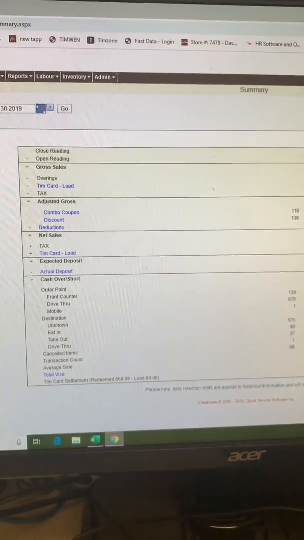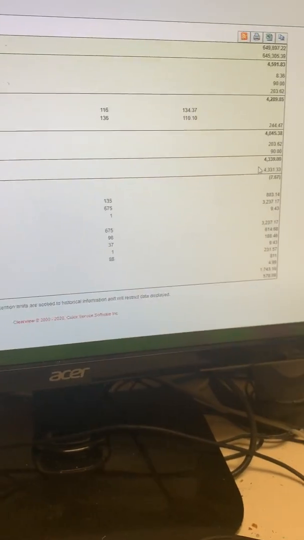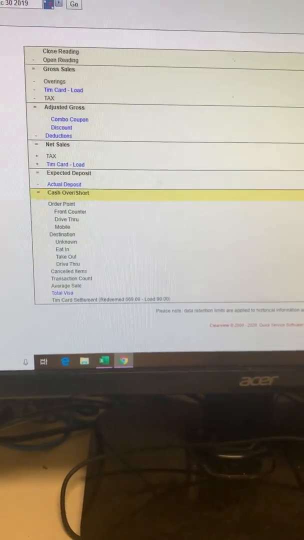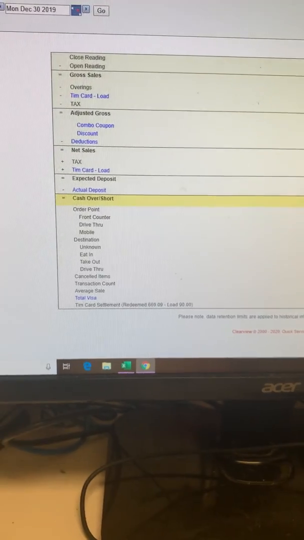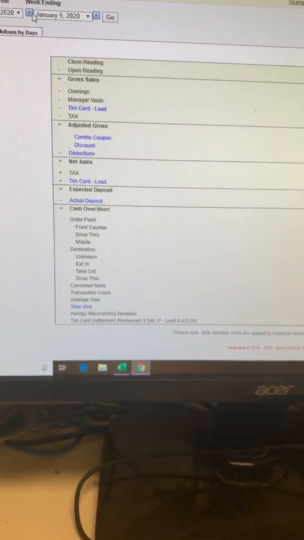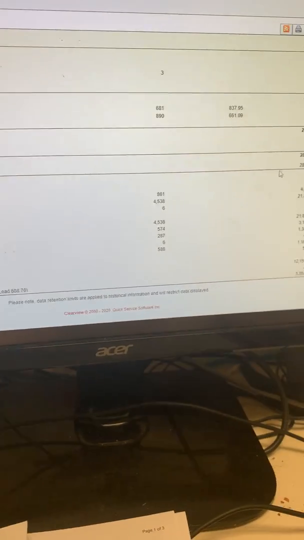Okay, so this is on Monday. Again, that's two Mondays ago. This is where you can tell what you're short for the day. This just tells you pretty much everything. So we're going to change this back to weekly so we can do our numbers based off this. Now, change it back to the 5th. That's what we're looking at.